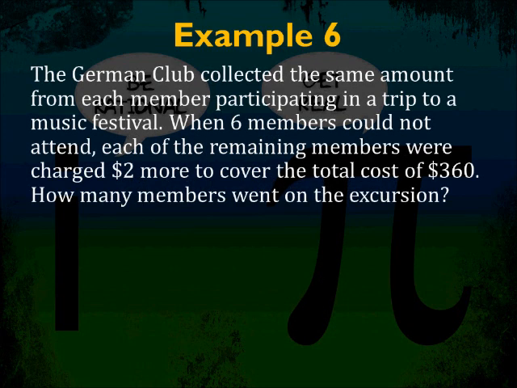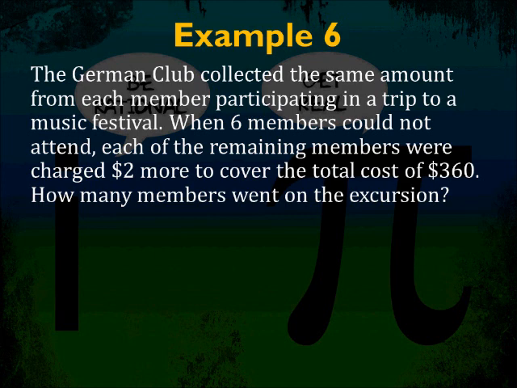Alright, example 6. The German club collected the same amount from each member participating in a trip to a music festival. When 6 members could not attend, each of the remaining members were charged $2 more to cover the total cost of $360. How many members went on the excursion?